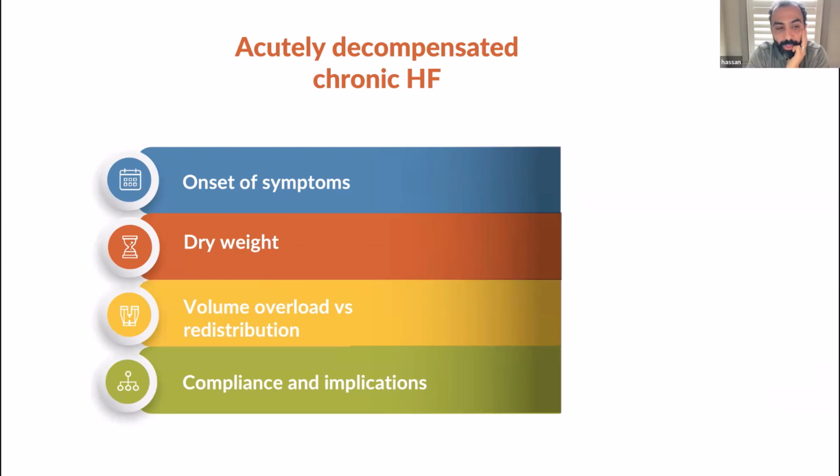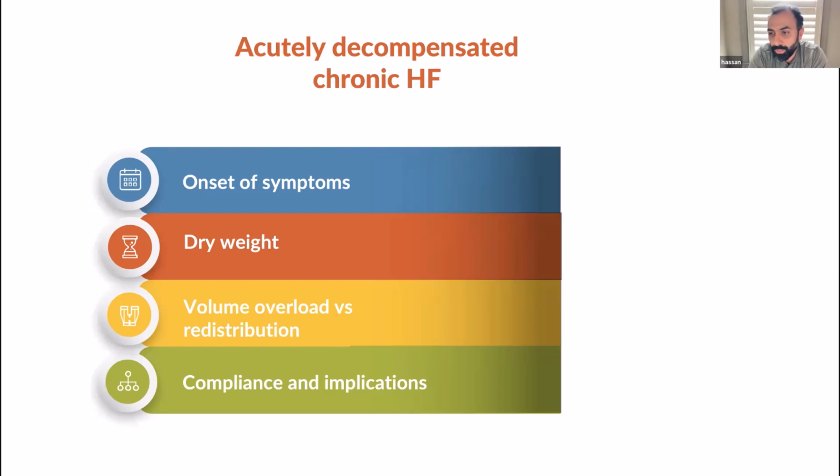Did they start with volume overload or with signs of redistribution? What I mean by redistribution, not volume overload, is some people get a low output state. So even though they have the same weight, they look volume overloaded, they're redistributing their own volume, because they have a very low cardiac output state. Usually these patients do not end up on our service because they are in cardiogenic shock. But we have to always ask the patient, what's your dry weight?